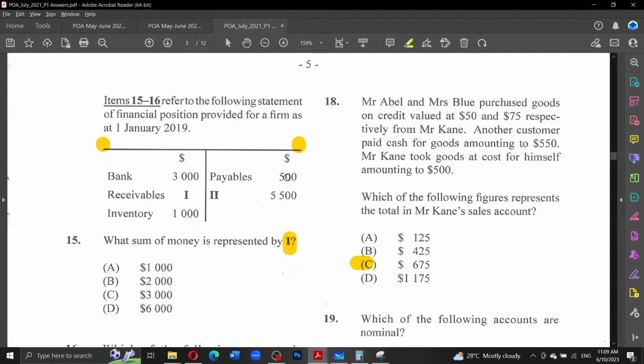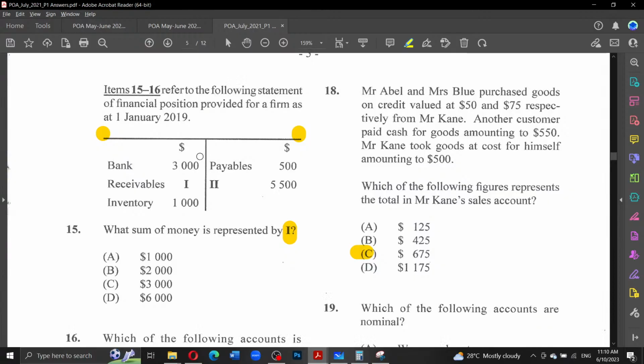So this here is 500 and then you have 5,500, which is going to be $6,000. So over here we have 3 and 1, 4,000, so the missing figure will be 2,000, because it has to be balanced. Remember, following the accounting equation, assets equal capital plus liabilities. The asset amount so far is 4,000. 4,000 plus what gives you 6,000? It's going to be 2,000.